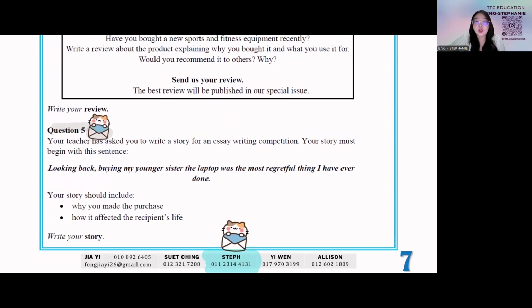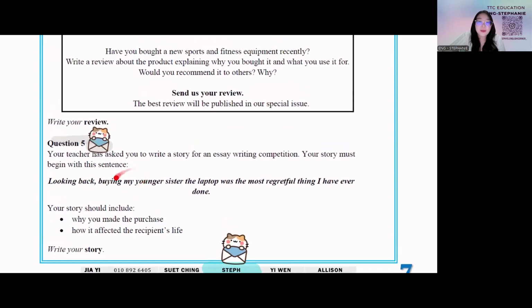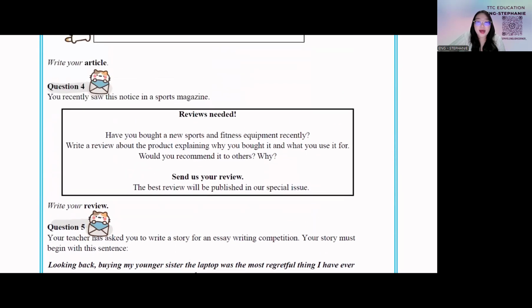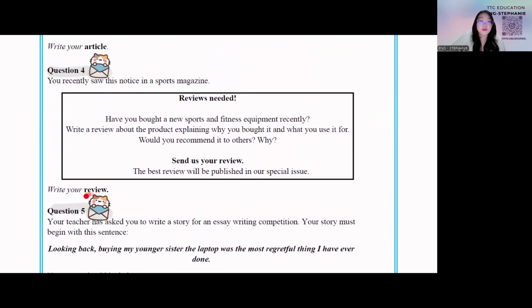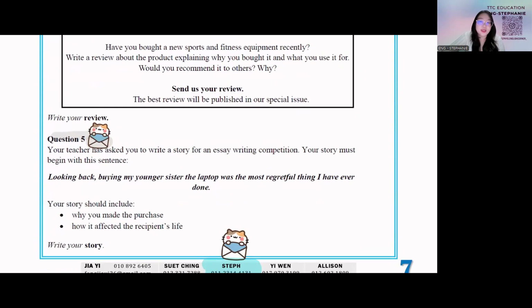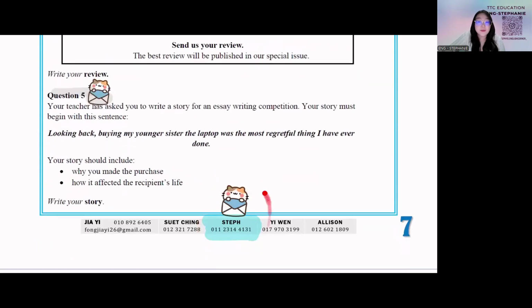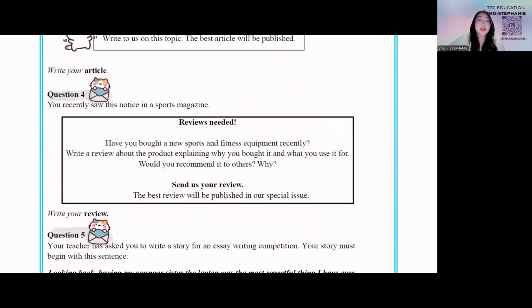And then this is a story writing. Okay, looking back, buying my younger sister the laptop was the most regretful thing I have ever done. So it's related to technology, yeah, but it's a story, so it's experience also. It's easier for you to create. Okay, so if you are really interested in knowing how I will write question number 4 and question number 5, you can contact me, message me through this phone number. It's actually at the bottom of every page lah, in your seminar notes. Then you can get the sample answer.